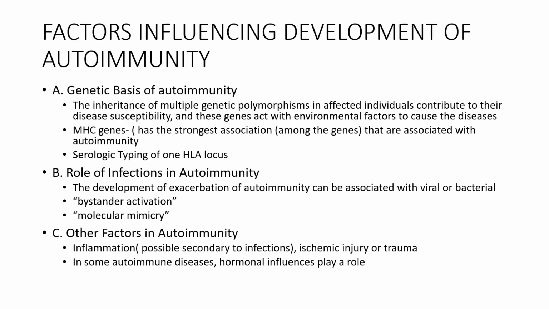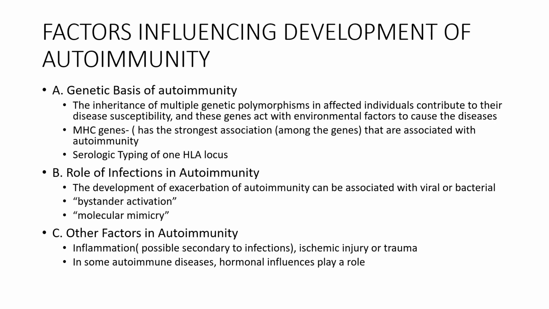Now, for the factors influencing development of autoimmunity, it is divided into three. First, we have the genetic basis of autoimmunity, in which the inheritance of multiple genetic polymorphisms in affected individuals contributes to their disease susceptibility, and these genes act with environmental factors to cause the disease. Second, we have MHC genes, which are thought to have the strongest association among the genes that are associated with autoimmunity. MHC products also seem to influence antigen recognition or non-recognition by determining the type of peptides that can be presented to the T cells.